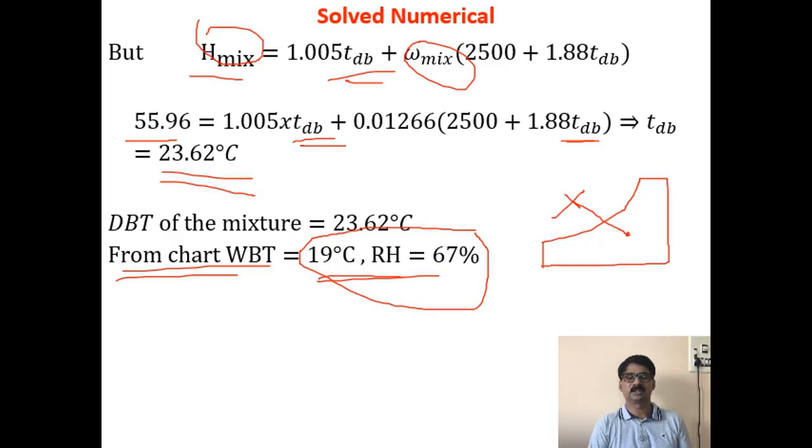So here this should be 55.96, so 56 you can take, and omega is 0.01266. So this value of omega here should be 0.012 or 13 you can take, and you can locate this point, the intersection of these two values. Now check which RH line passes through this point. If not exactly, you can find it approximately between two lines, and to find the WBT, just go along this line to touch the saturation curve, then come down here, and you can read the temperature here. So this is how you have to make use of the psychrometric chart to read the values.